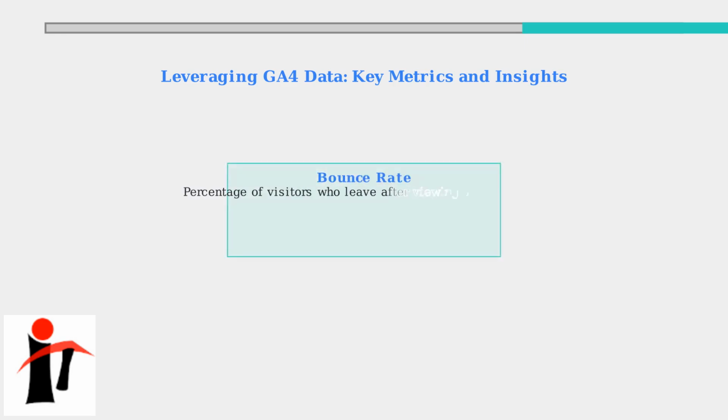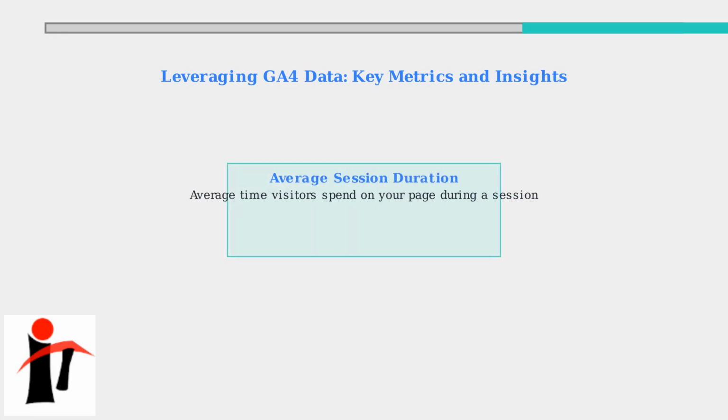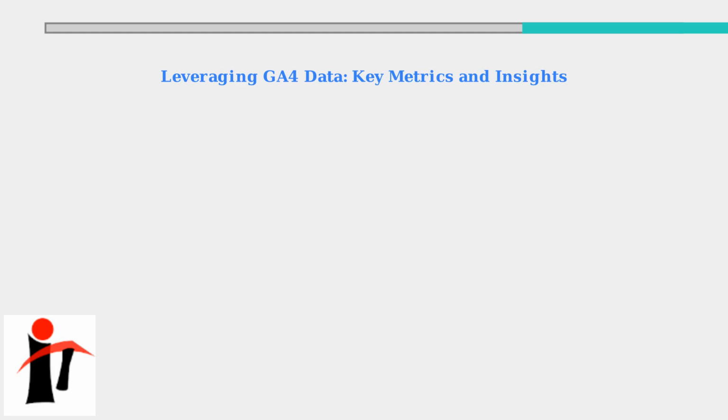Bounce rate indicates the percentage of visitors who leave your page immediately without interacting further. A lower bounce rate suggests better engagement with your content. Average session duration measures how long visitors typically stay on your page. Longer durations often indicate more engaging content that keeps users interested.